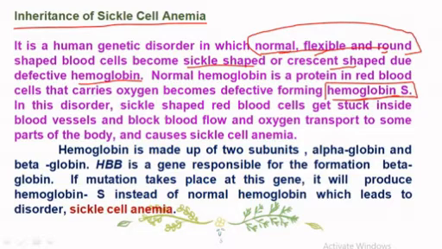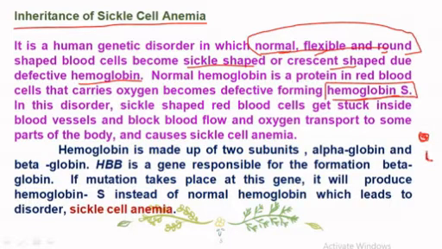So in this disorder, sickle-shaped red blood cells get stuck inside the blood vessels and block blood flow and oxygen transport to some parts of the body, and cause sickle cell anemia. So here these are the round-shaped RBCs, but due to this hemoglobin S, these RBCs will become sickle-shaped or crescent-shaped.